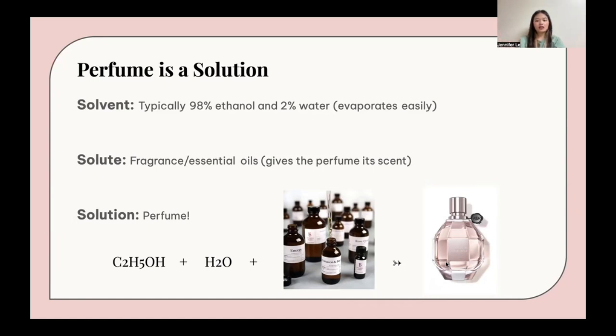Then there's the solute, which is what gets dissolved into the solvent. That part is made up of fragrance molecules, also known as essential oils or aromatic compounds. These are the ingredients that actually give perfume its smell. They can come from natural sources like plants, or they can be made in a lab. Either way, when you mix them with ethanol and water, you get a solution that is perfume.